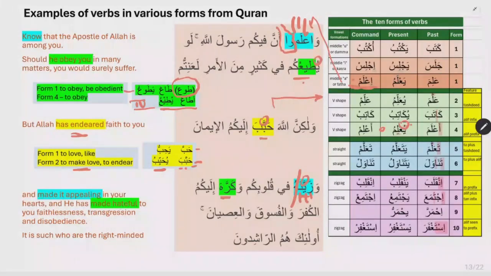You may notice the word hate with the tashdid coming in is just normal past tense. Okay, let's look at other examples. This one is a hadith example.